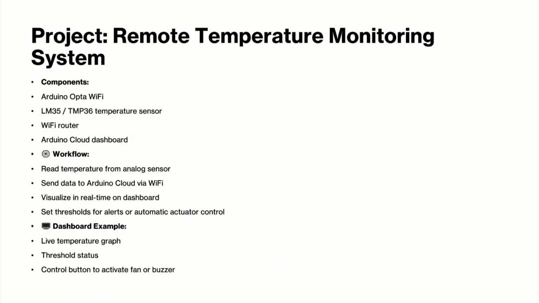A threshold value is set, for instance 30 degrees C, and if the temperature goes above this level, OPTA immediately activates a relay output to turn on a fan or buzzer, preventing overheating and alerting operators. At the same time, the temperature data is sent over Wi-Fi to Arduino Cloud, where it is logged and displayed on a live dashboard. The dashboard shows a real-time graph of temperature trends, the current status of the system, and even allows a remote control so an operator can manually trigger the fan from anywhere if needed.